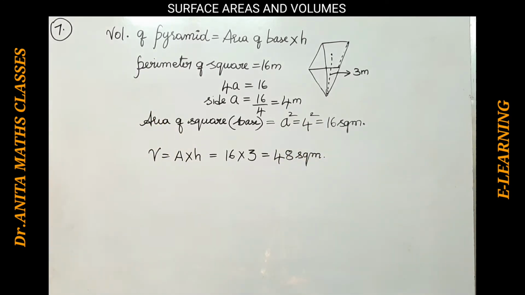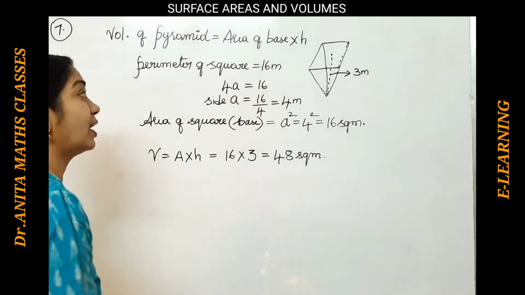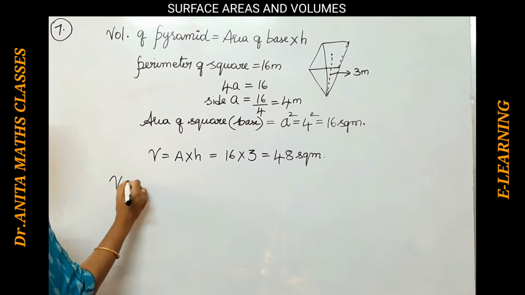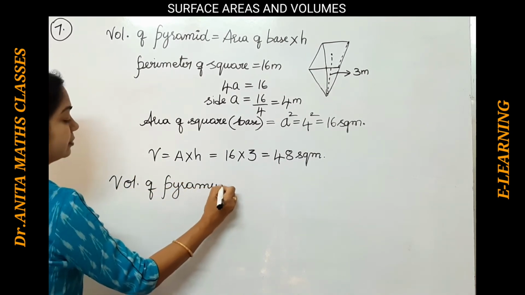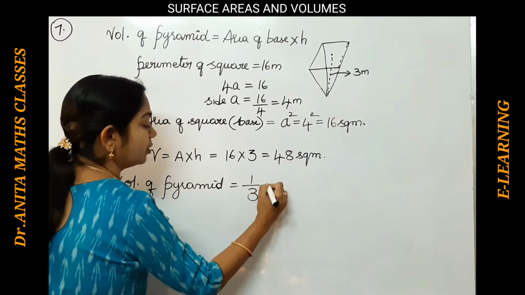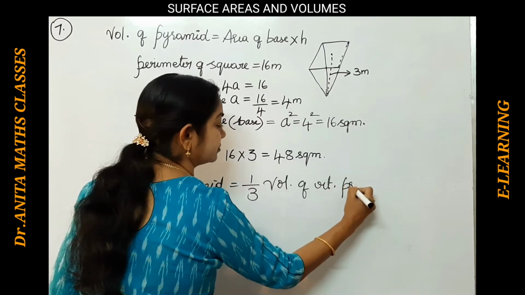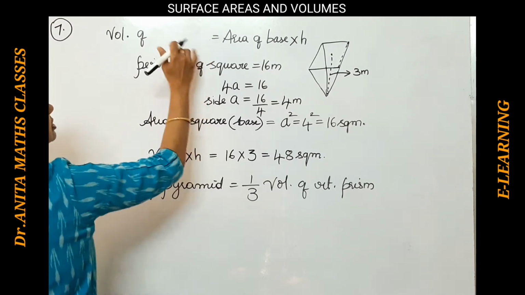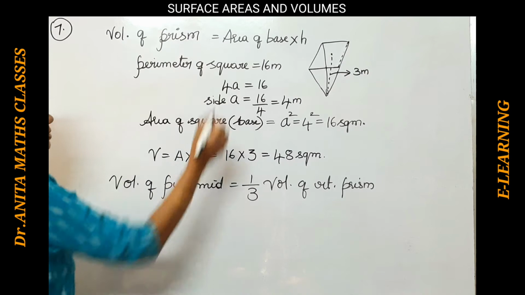Now, there is a little bit of correction here. Volume of a pyramid is not just area of the base into height, but 1/3 of it. Let me write here. Volume of pyramid is 1/3 the volume of a right prism. Okay. So, here this is the volume of prism. Just make this correction. This is the volume of prism.